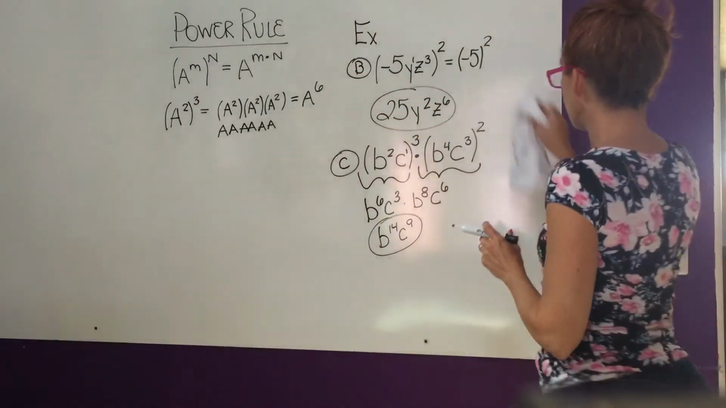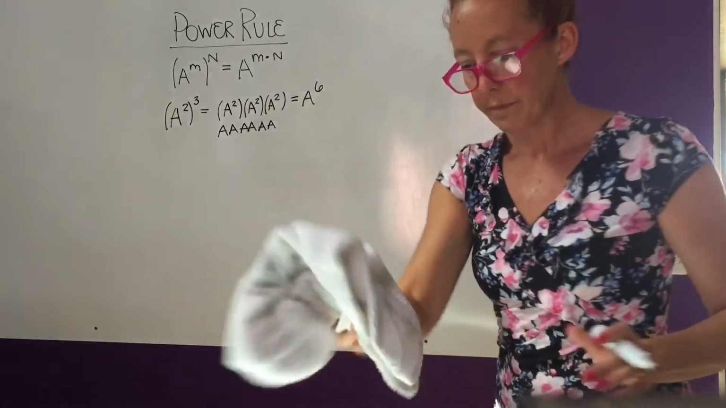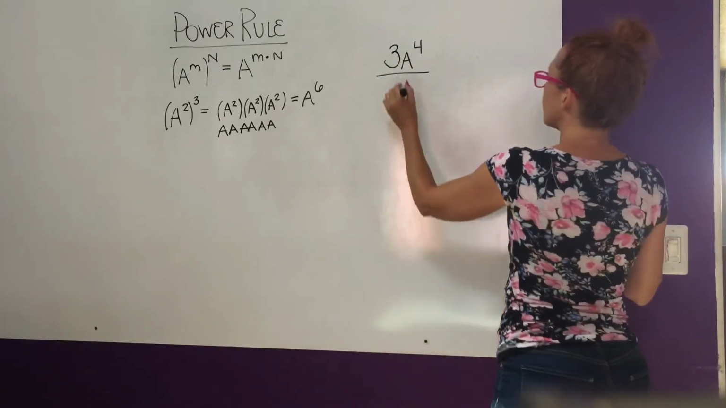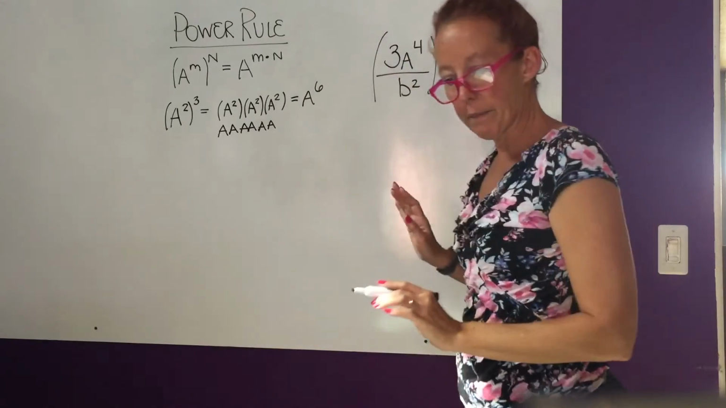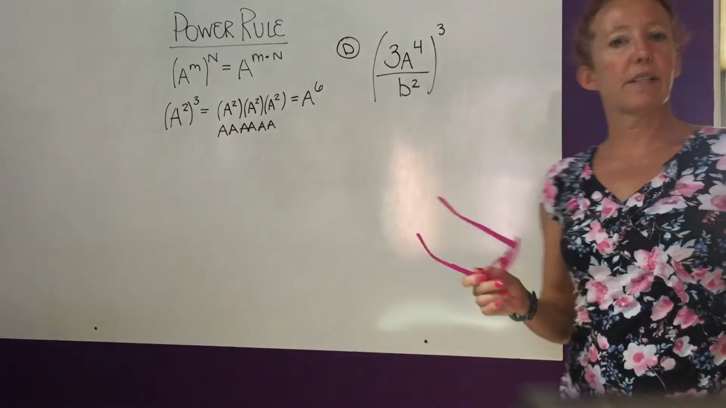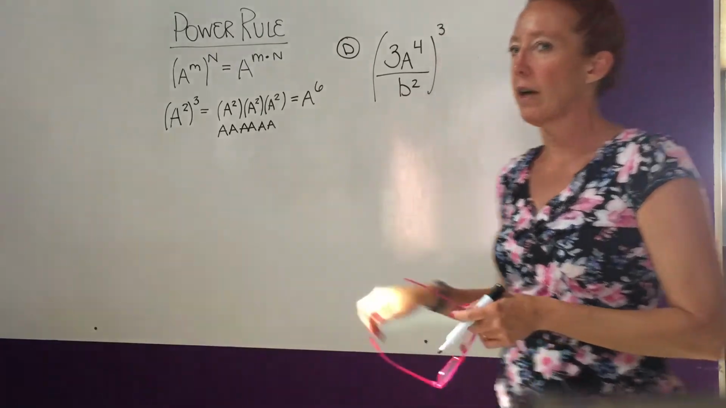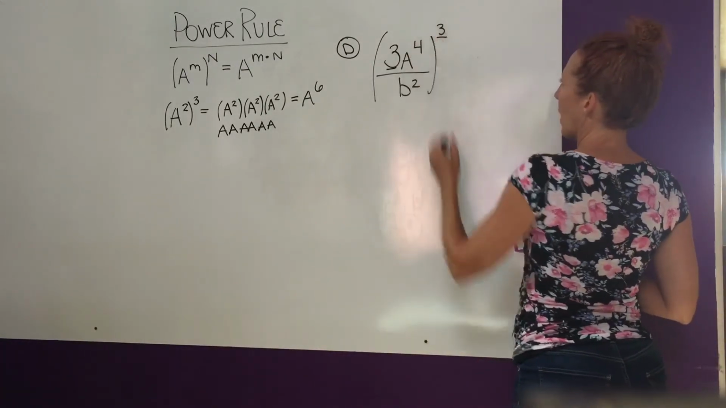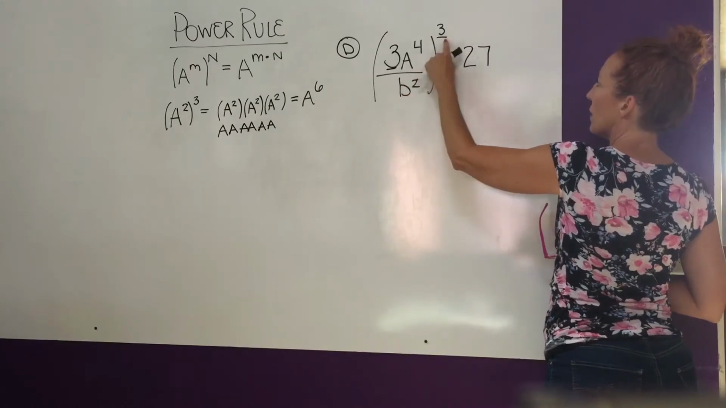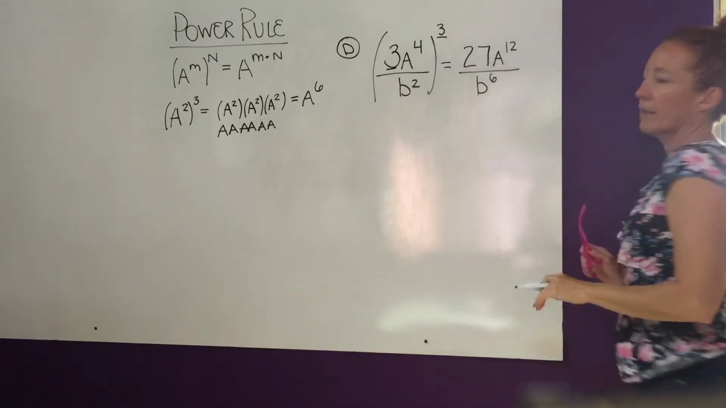All right, I'm going to do one with a fraction. So 3a to the 4th over b squared. And I put that to the 3rd, and this is example D. And so I'm just going to do the same thing as I would have before, except my answer is going to be in fractional form. So if it started in the numerator, it stays in the numerator, and then same with the denominator. So 3 to the 3rd power, 3 times 3 is 9. 9 times 3 is 27. 4 times 3 is 12. And 2 times 3 is 6.